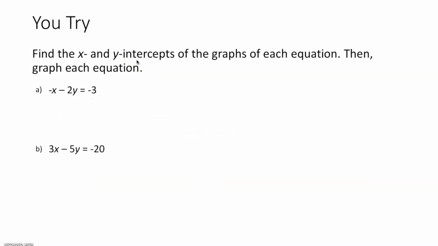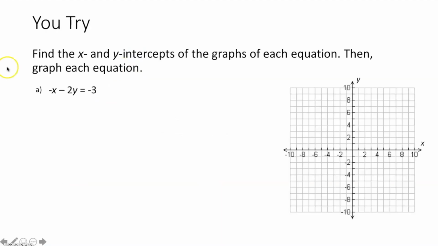You try. Okay, so we're going to start here. First, we want to find our x-intercept. How do we find the x-intercept? We plug in 0 for y, and we solve for x.